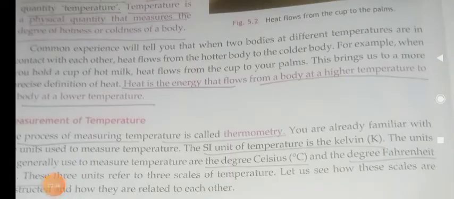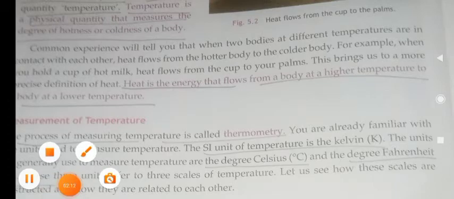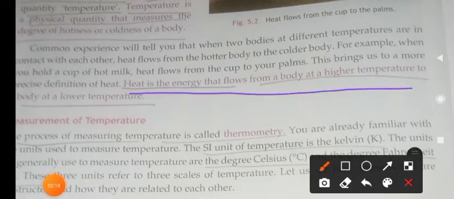So heat is a form of energy that flows from a body at a higher temperature to a body at a lower temperature. So what do you mean by that? Imagine the case of a dosa pan. The dosa pan will be hot. When you pour the dosa batter on the pan, the batter is cold. That is, its temperature is less than the dosa pan. So when you pour the batter on the pan, the batter cooks.